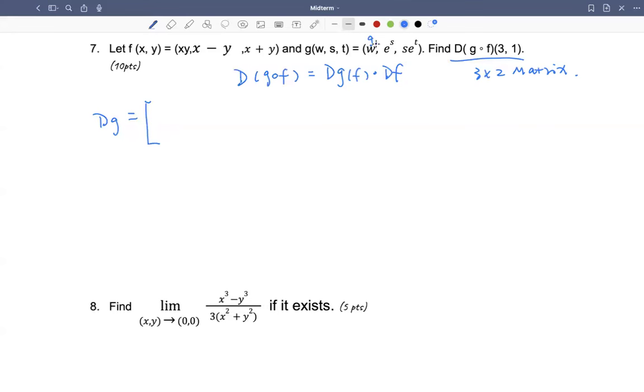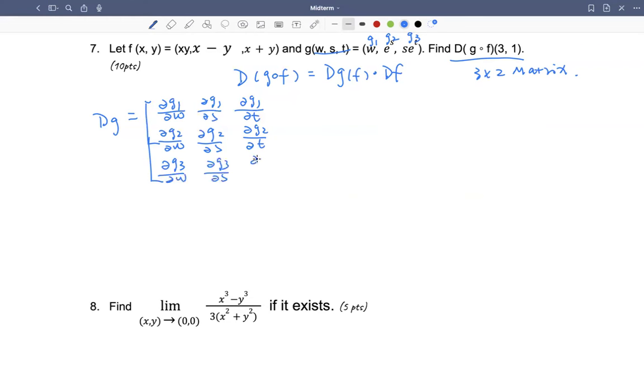We can treat this as first component, second component, third component. So we have partial g1 partial w, because we have three variables, partial g1 partial s, partial g1 partial t. The second would be partial g2 partial w, partial g2 partial s, partial g2 partial t. Then partial g3 partial w, partial g3 partial s, partial g3 partial t. So you get this 3 by 3 matrix. Let's calculate. First component, w. That would be 1, no s and t, that would be 0, 0.